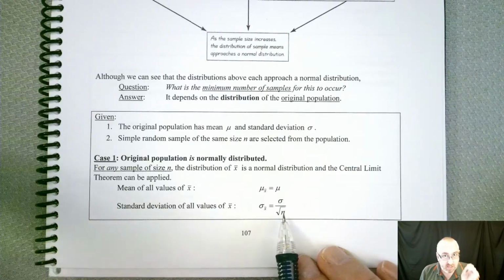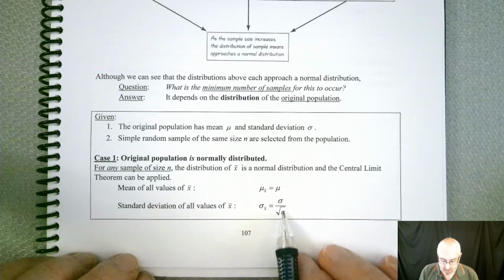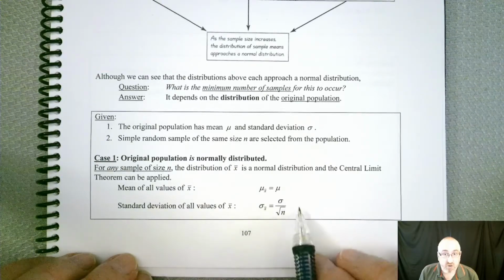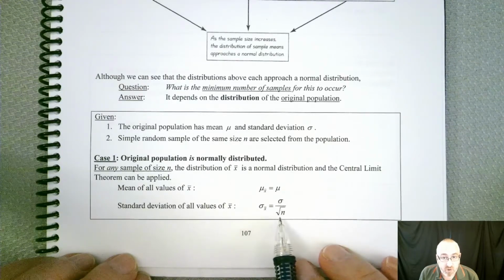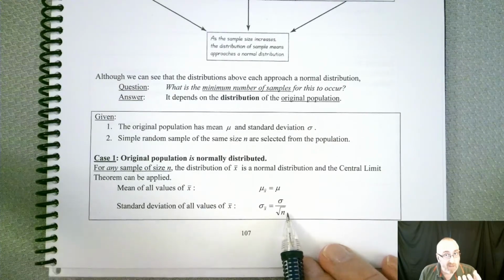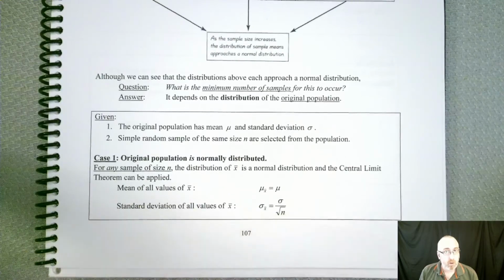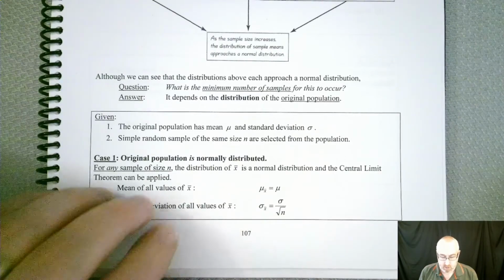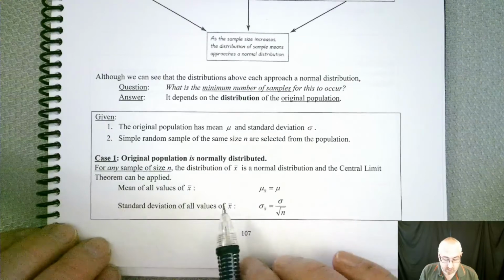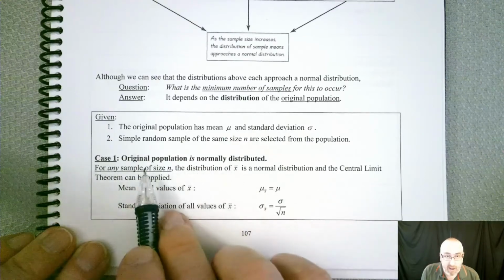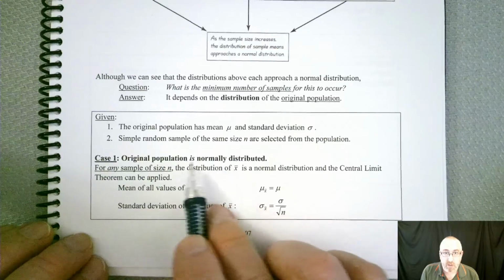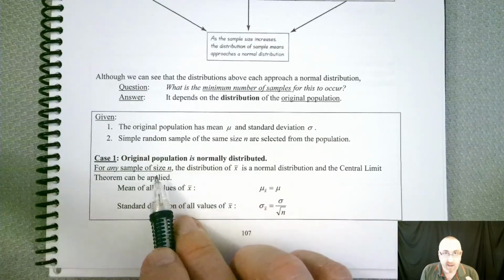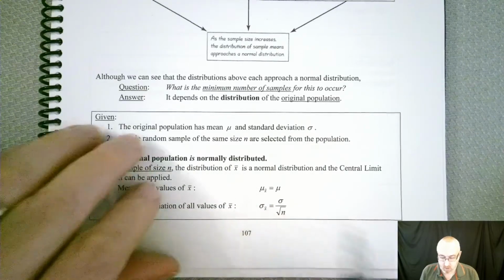And we're going to see this in detail with some specific examples, so don't freak out yet. The standard deviation is going to change a little bit. And as long as we remember to divide it by the square root of n when we have an n, then we're going to be okay. So that's the first case. It doesn't matter what n is. That's the takeaway. When the original population is normally distributed, any n will work, and we're fine.